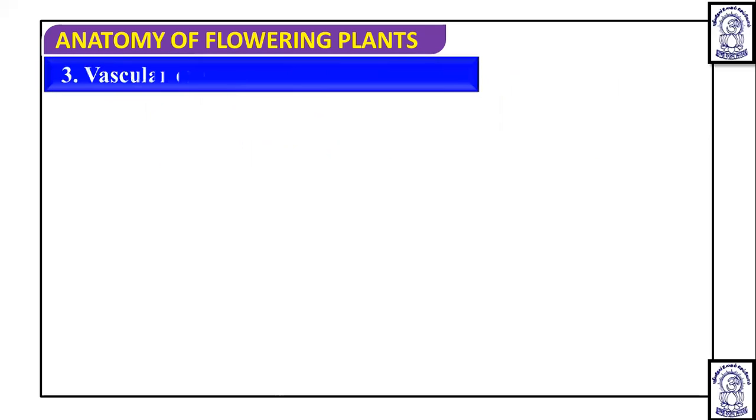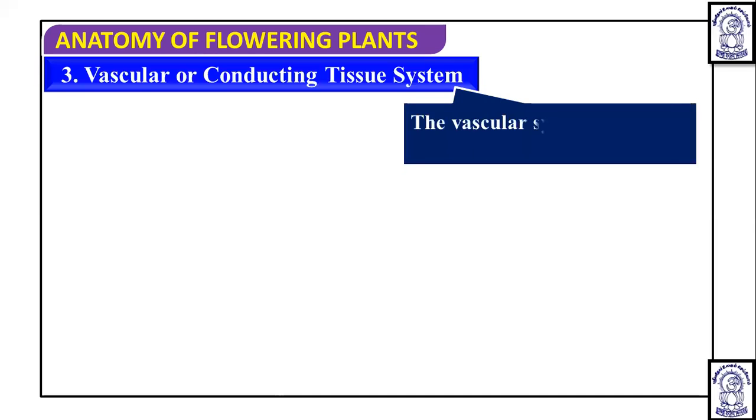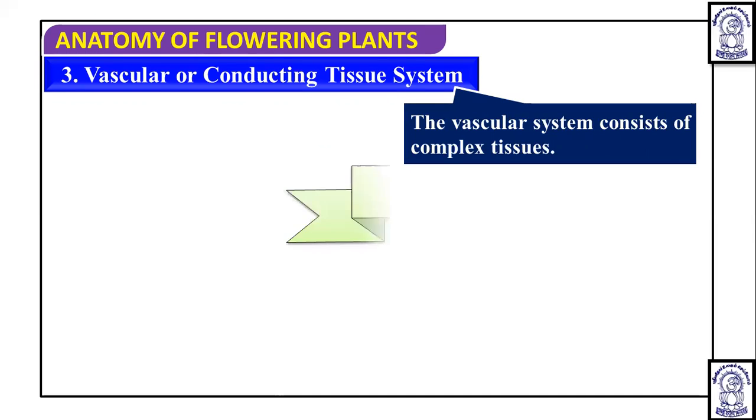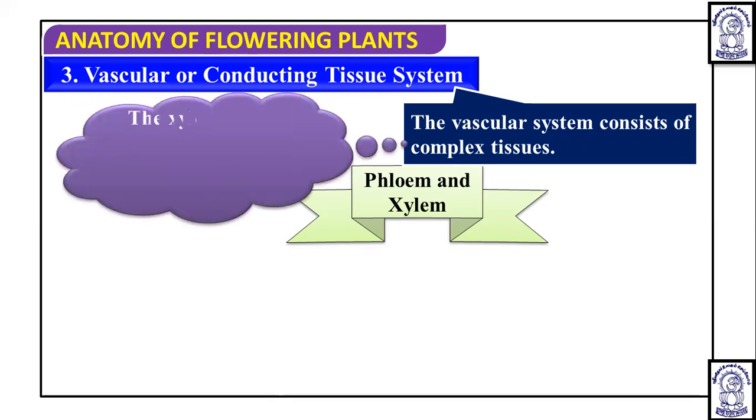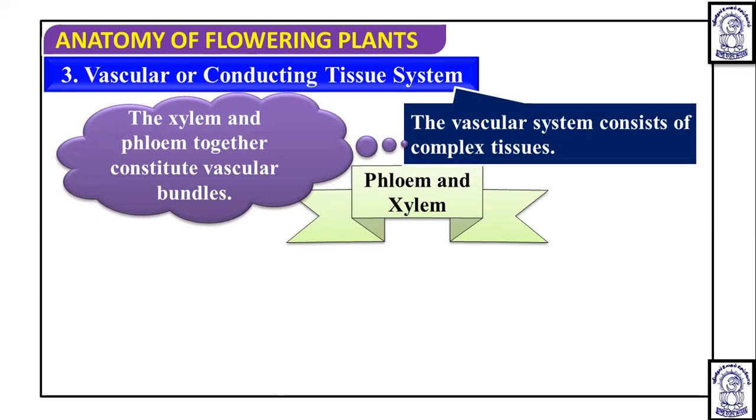Now the remaining is the vascular tissue system, the third tissue system. And this vascular tissue system consists of complex tissue, that is xylem and phloem. Okay. Now this phloem and xylem constitute the vascular tissue system. Together, the xylem and phloem constitute a vascular bundle, or they are known as a single vascular bundle.